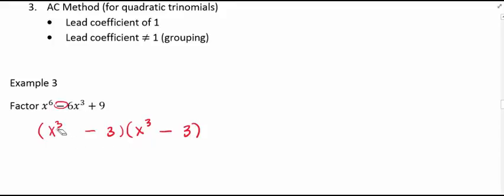So again, I can double check here by double distributing, multiplying here. X to the sixth, a negative 3x cubed and a negative 3x cubed give me a negative 6x cubed, and negative 3 times negative 3 is positive 9. And so that is the factored form.